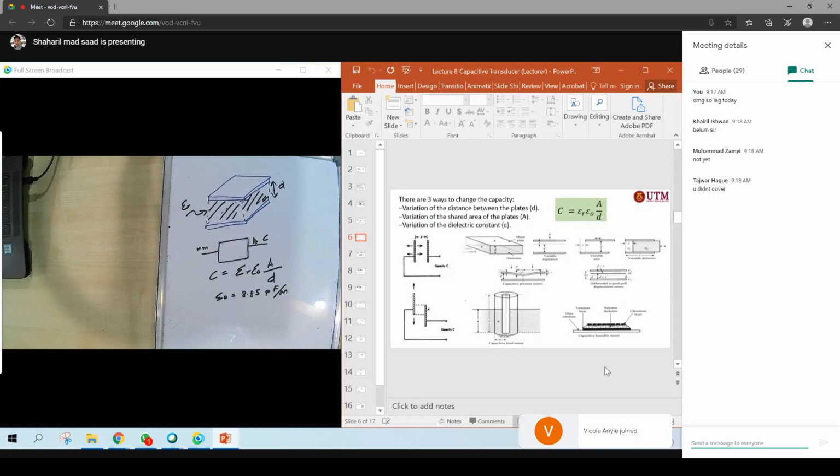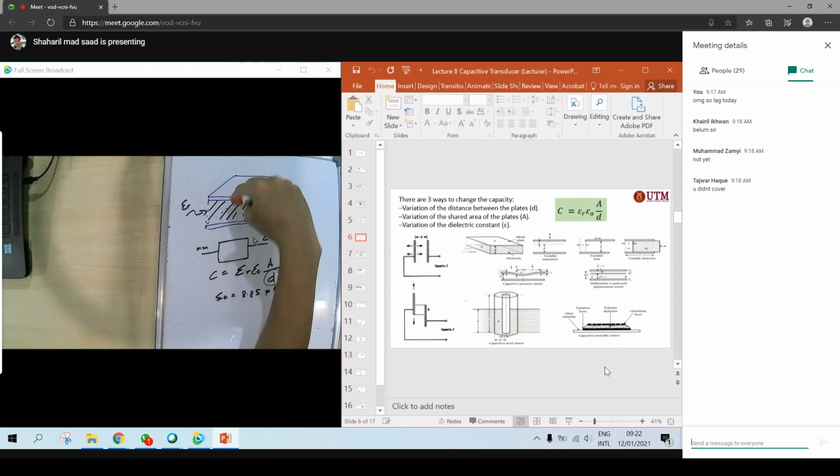How to measure the capacitance? There are three variations. First of all, you can play around with the distance here, right? You can move your plate, maybe this one is constant, and you can move up and down here. So you play around with the distance, and then of course you will get the variation of the capacitance.